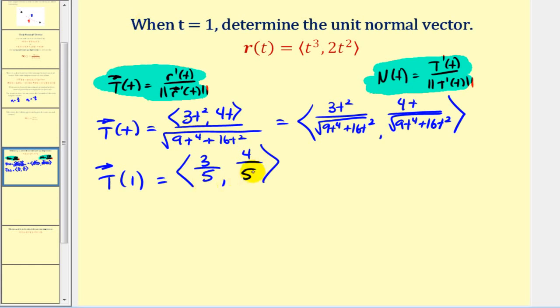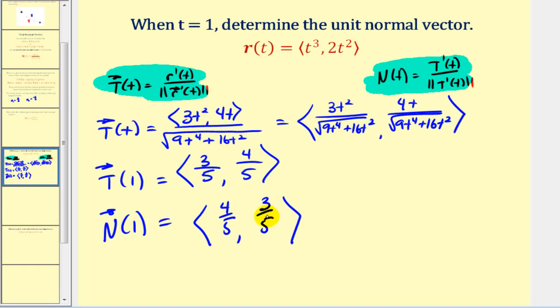Now what we're going to do is take the shortcut to determine the unit normal vector when t is equal to 1. Remember, the shortcut says first what we do is interchange the x and y components. So 4/5 will be the x component, 3/5 will be the y component.